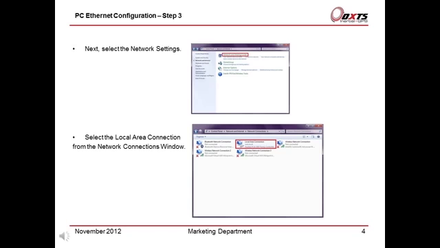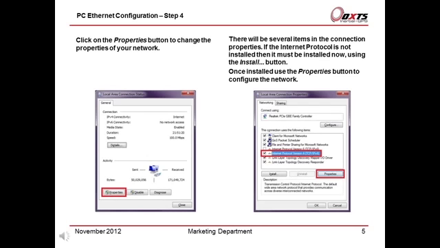Now let's look at the PC Ethernet configuration step 4. When you're in your local area connection status, you need to click on the properties button to change the properties of your network. Then there are several items in your connection properties. If the Internet Protocol is not installed, then it must be installed now using the install button. Once installed, you have the properties button to configure the network. The connection to the RT only requires the Internet Protocol to be installed. It is not necessary to remove the other items.